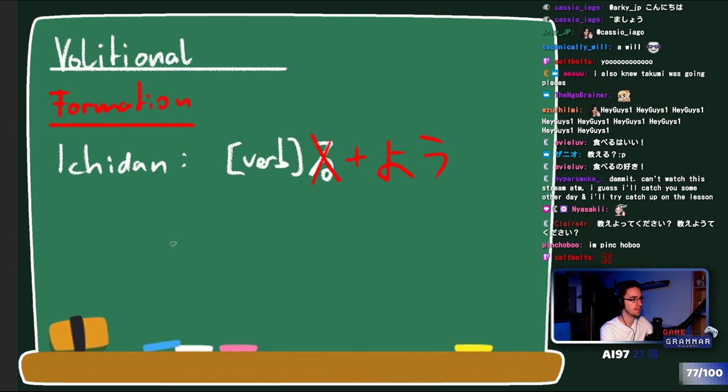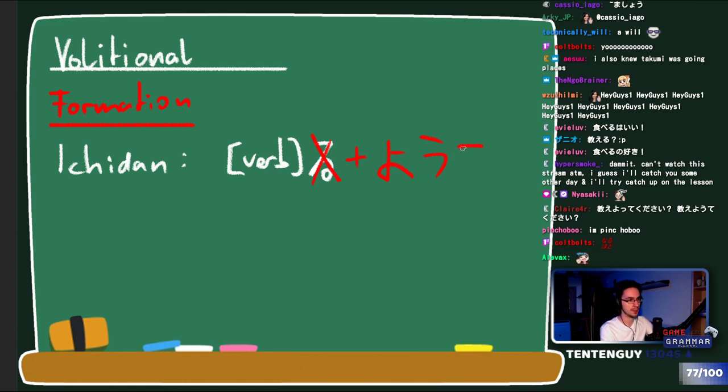So, when you have volitional, you cannot add te form to it. So this is no good. You cannot just make te form a volitional. Also, hello, Elevex. A volitional is not generally conjunctive. What that means is I can generally not add another verb here, okay? That is generally not how it works. Kudasai would count as another verb. So we cannot do 教えようください, 教えようってください, all of that, that does not work, sadly.